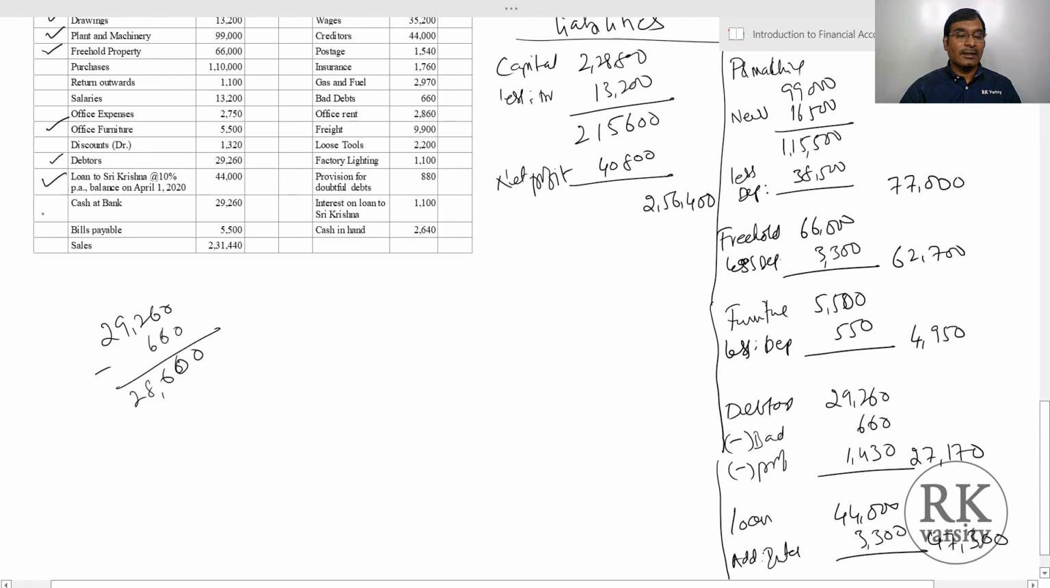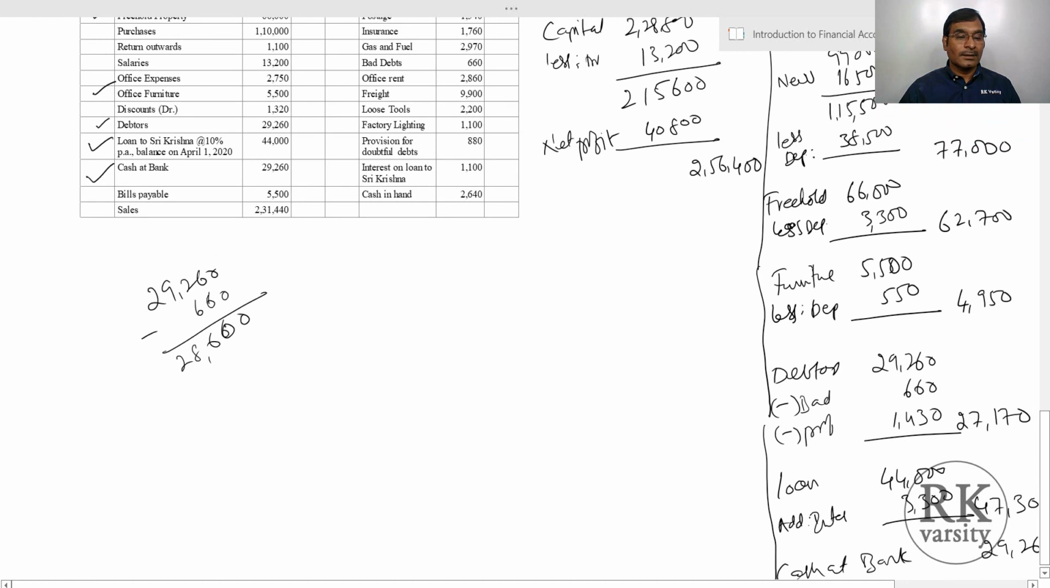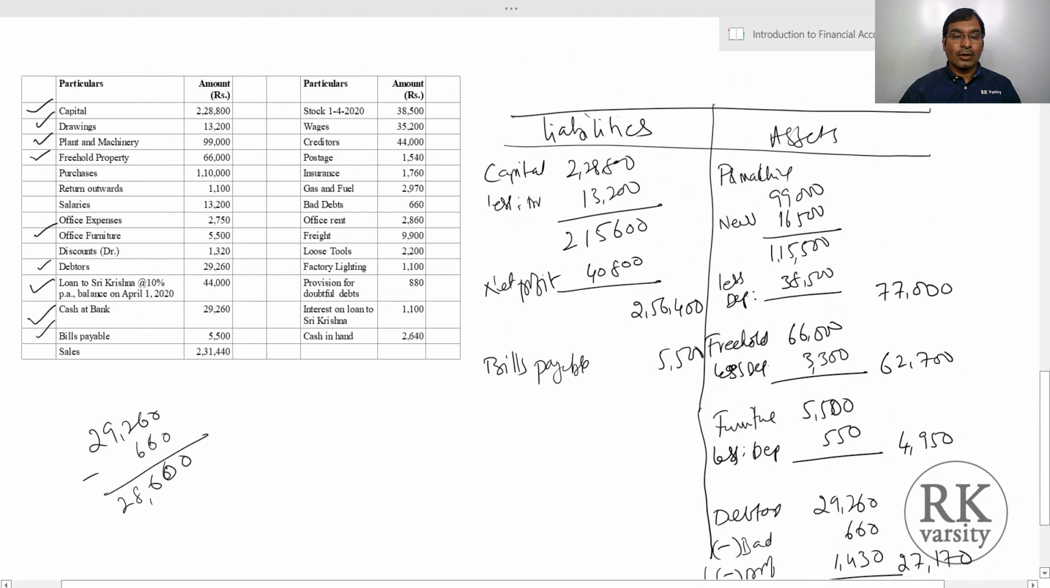Then you have cash at bank 29,260. Cash at bank 29,260. Then you have bills payable. So bills payable is a liability. So bills payable, this is 5,500. And stock, wages, creditors, you have 44,000. So creditors is a liability. This is 44,000. So postage, insurance, gas, fuel, bad debts, office rent, freight.